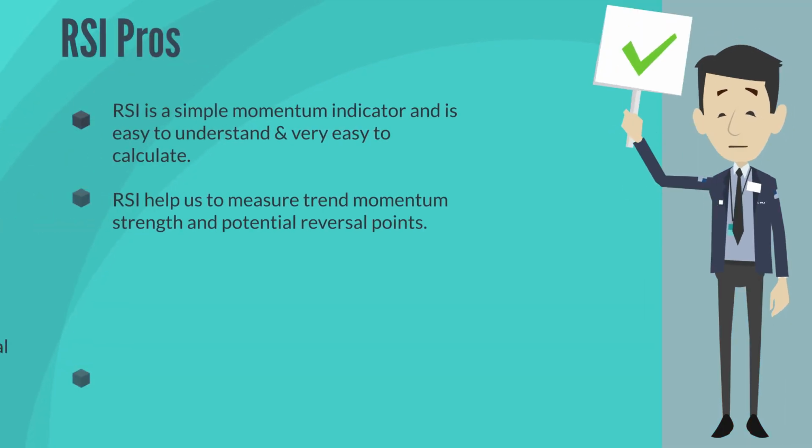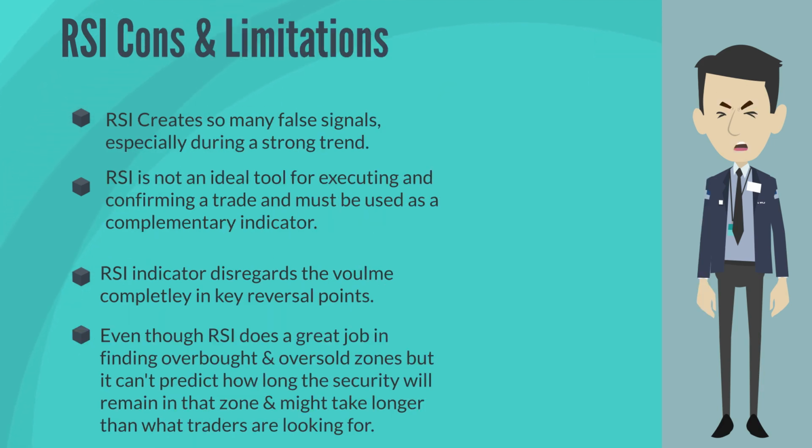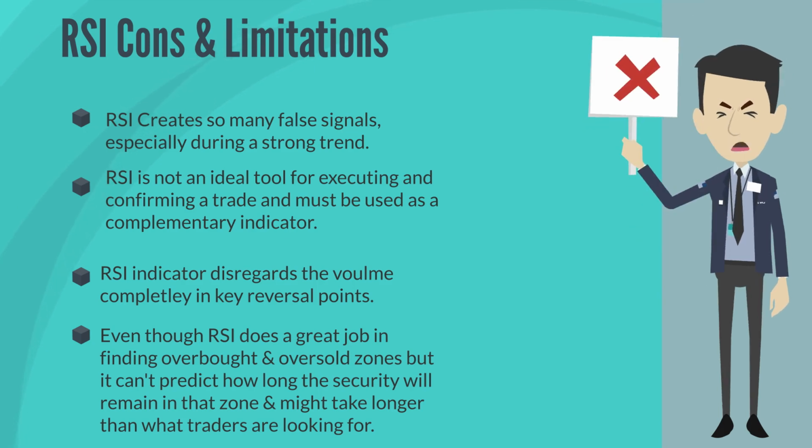RSI pros. RSI is a simple momentum indicator that is easy to understand and very easy to calculate. RSI helps us measure trend momentum strength and potential reversal points. RSI shows us when the security is overbought, overvalued, and when the security is oversold, undervalued. RSI extreme levels, or anomalies, can signal that the price is overextended and may soon reverse in the other direction, before the price reverses.